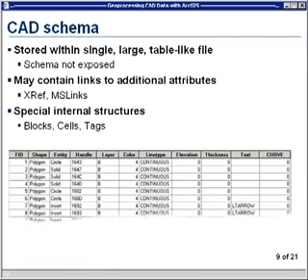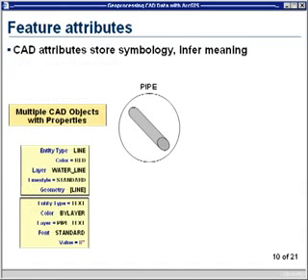In addition to schema, CAD attributes are different than what you might expect in GIS. CAD attributes are primarily concerned with storing symbology. And from that symbology, you as a user or a reader need to infer what that symbology means.